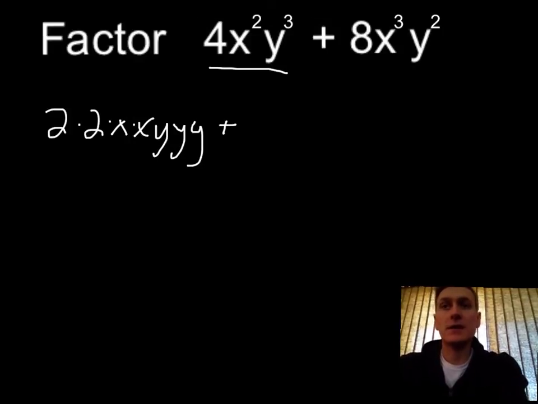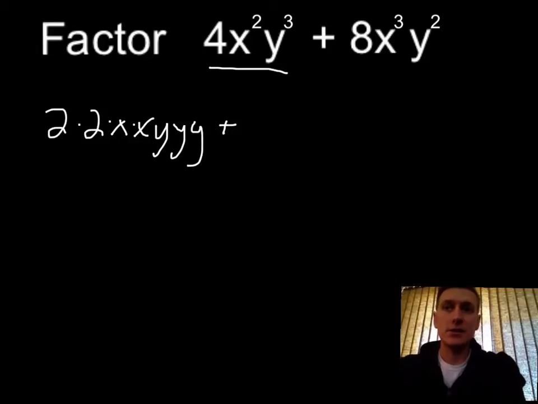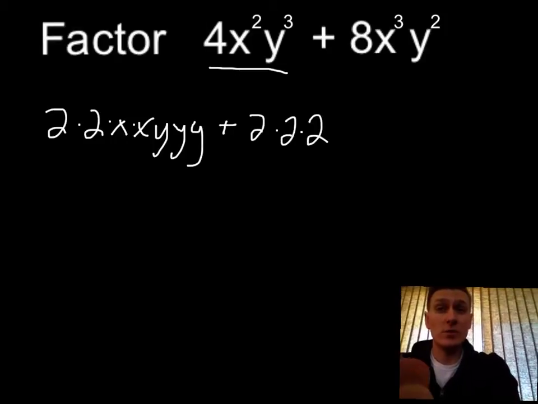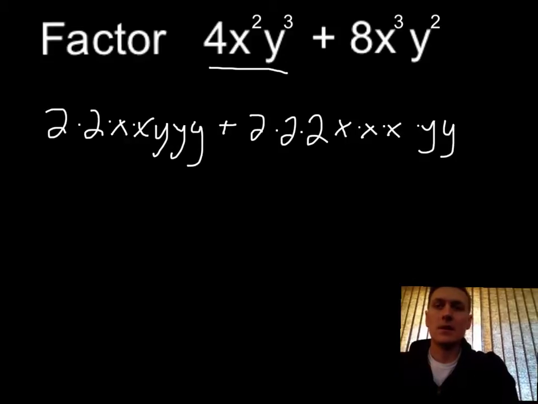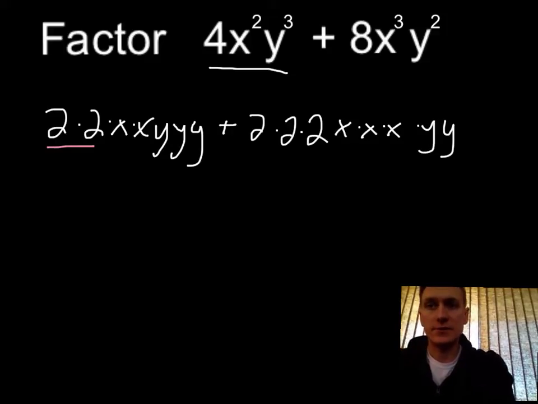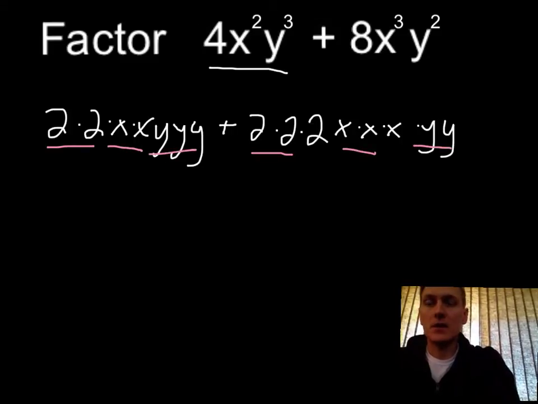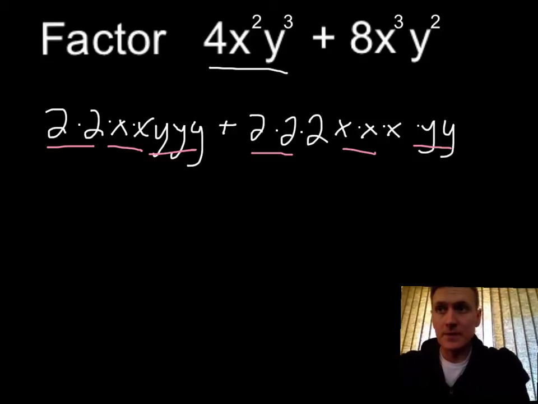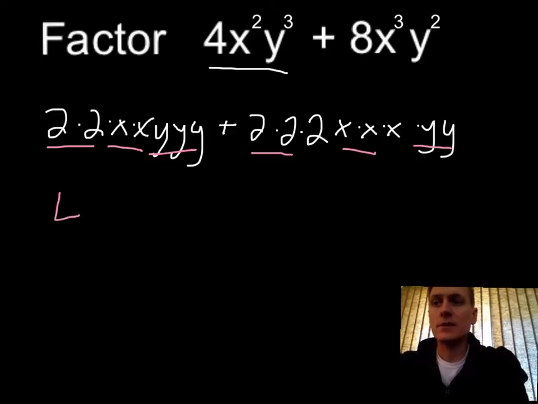Plus, if we were to expand the coefficient of 8, the prime factorization here is 2 times 2 times 2. Expanding the variables of x cubed y squared becomes x times x times x times y times y. Here, if you notice, we have a few shared factors. In fact, we have two factors of 2 in the first term, two factors of 2 in the second term. We also have two factors of x and two factors of y. So what we can factor out of the polynomial here, factoring out both factors of 2 becomes a factor of 4. Factoring out two factors of x becomes x squared, and two factors of y becomes y squared.